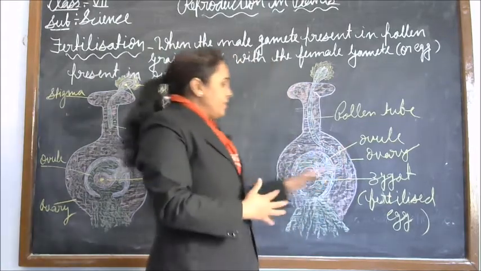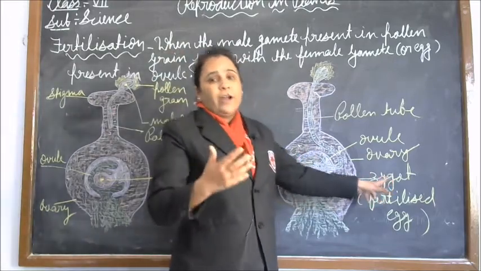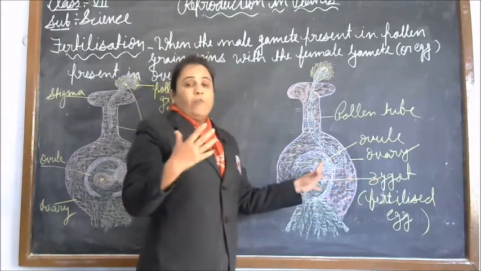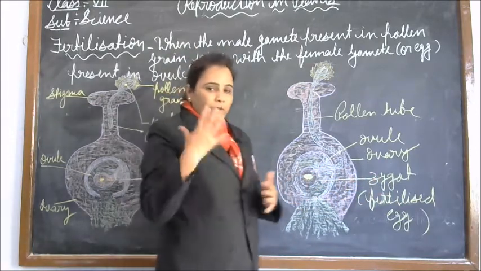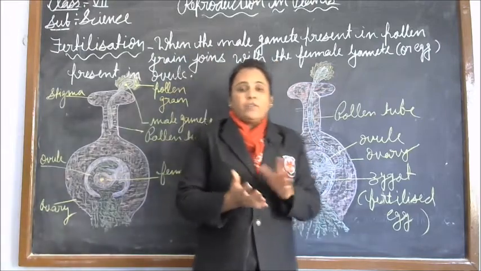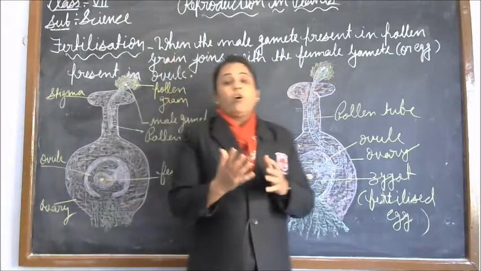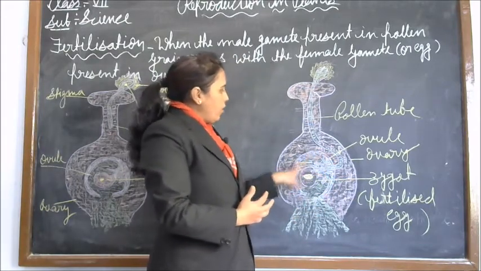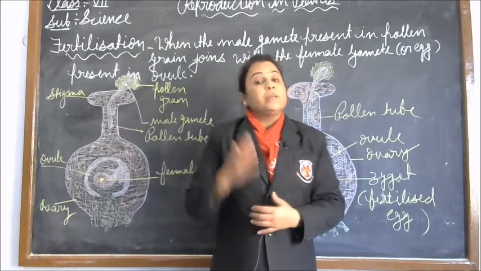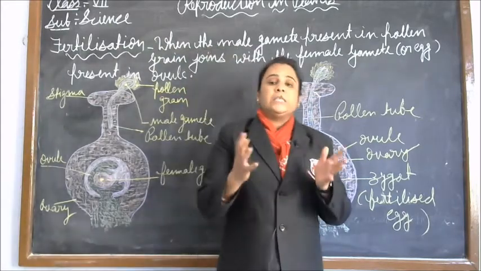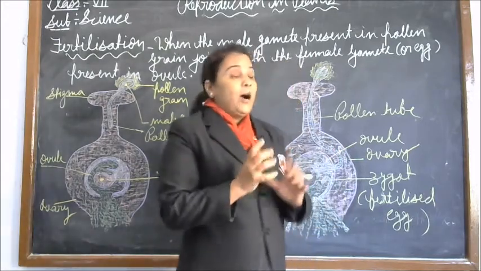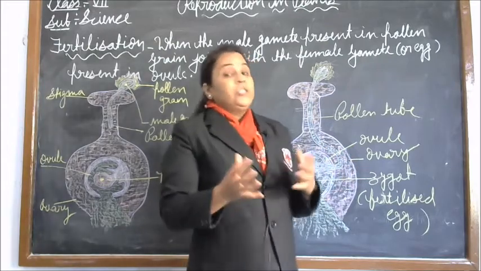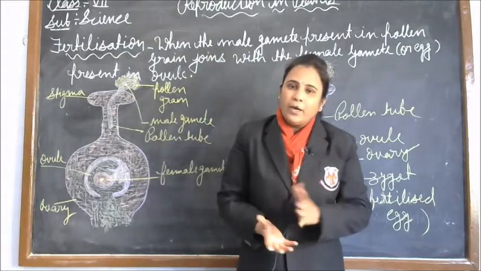Students, first when the zygote is formed, this zygote divides very rapidly and forms an embryo. After that, the wall of the ovule gets hardened and becomes the seed coat. Students, a seed contains a baby plant. We call this baby plant the embryo, and it stores food for the baby plant.